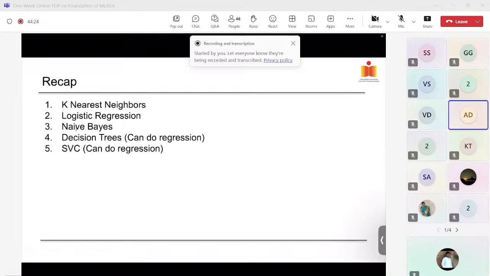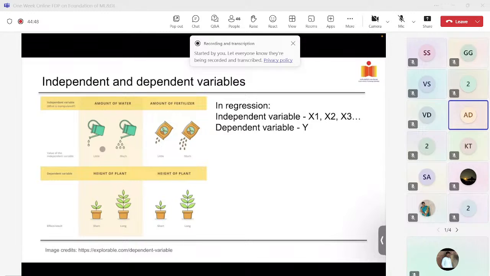Then we studied naive Bayes and decision trees. Even decision trees can do regression, which we saw yesterday. Instead of classes, we can end up with a mean of a certain value, or bins or discretization of those ranges. Even today we saw SVC, a version of SVM used for classification, which can also do regression. So let's first see some more details in regression, and then I'll explain how SVM can be used there.